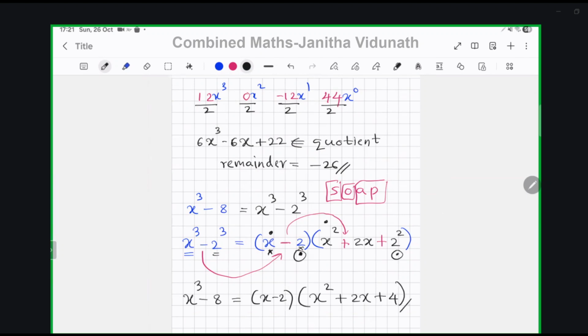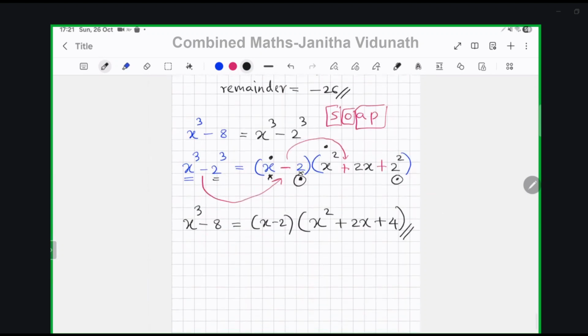Okay. These are the factors of x cube minus 8. That means x minus 2 and x square plus 2x plus 4 are the factors of x cube minus 8. Okay.